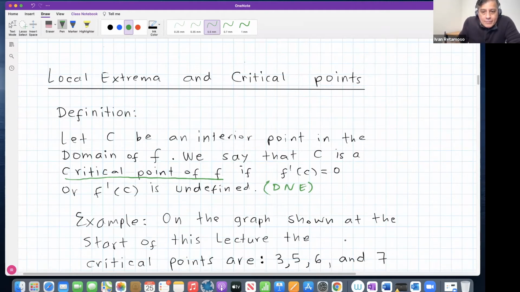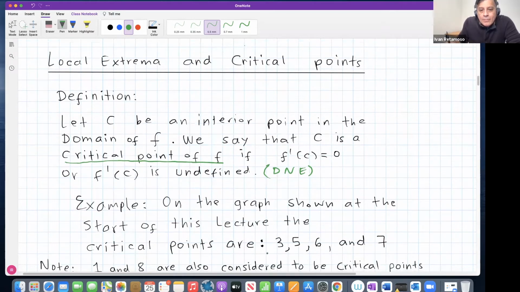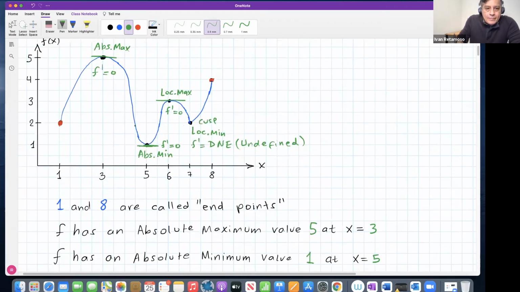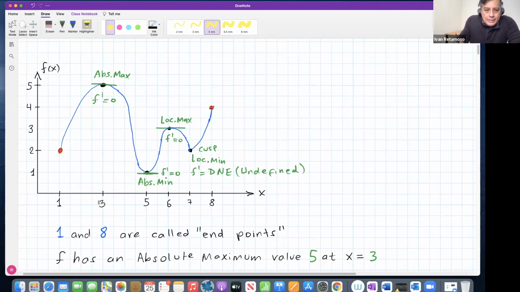Example, on the graph that I showed you before, critical points are going to be 3, 5, 6, and 7. Why do you say that, Professor? Well, look at this. Remember the definition of a critical point is either the derivative is 0, here derivative 0, right? Here derivative 0, another critical point. Here derivative 0, or perhaps the derivative doesn't exist, right? Doesn't exist. So 7 should be considered also as a critical point, right? So these critical points, 3, 5, 6, and 7.